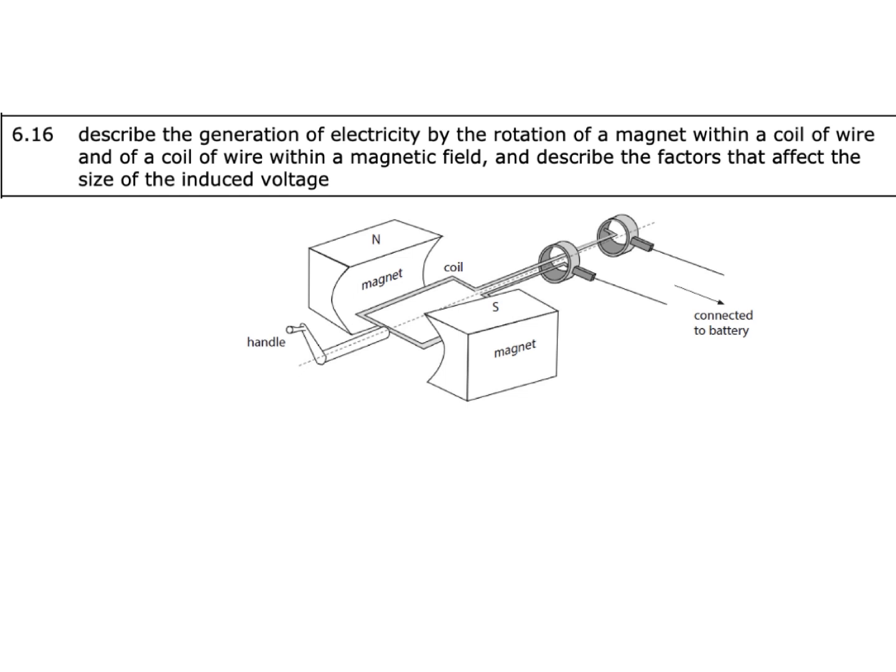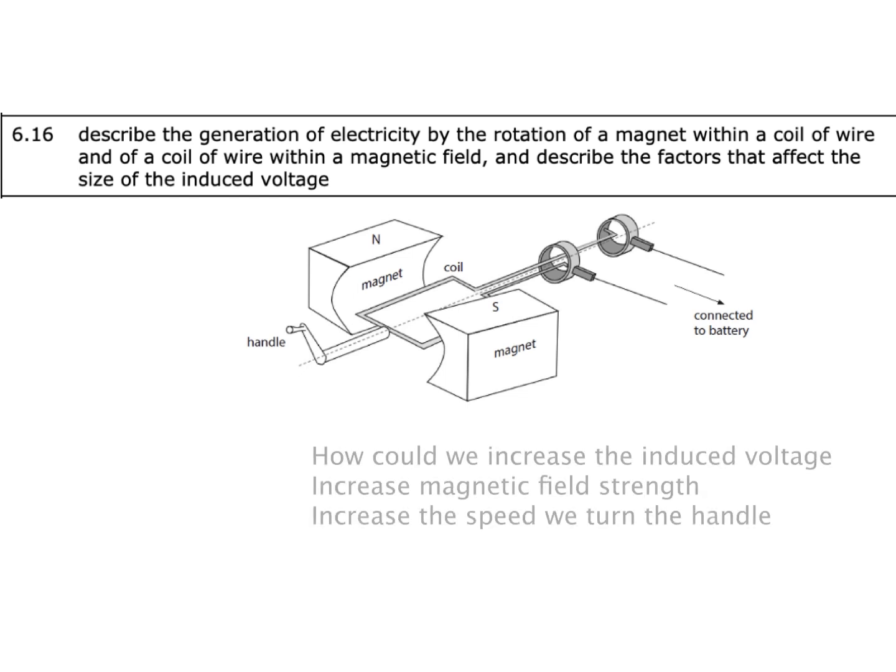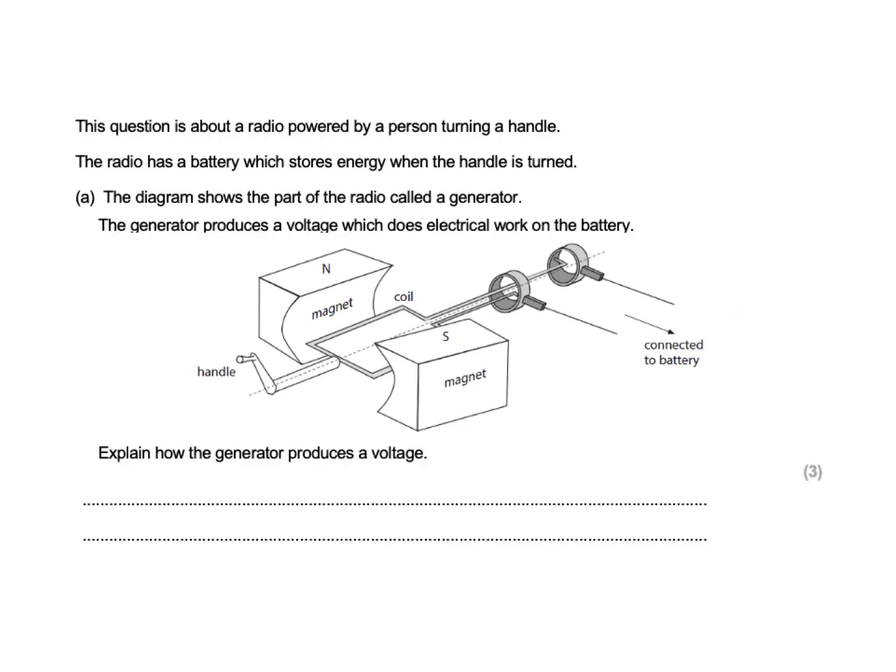So how could we increase the size of the induced voltage? Well, there are two simple ways. The first way is to increase the strength of the magnetic field, therefore more field lines would be being cut per second. Or we could spin the coil faster, therefore also cutting more field lines per second, and therefore inducing a larger voltage. So how might we see this as a question in GCSE physics?